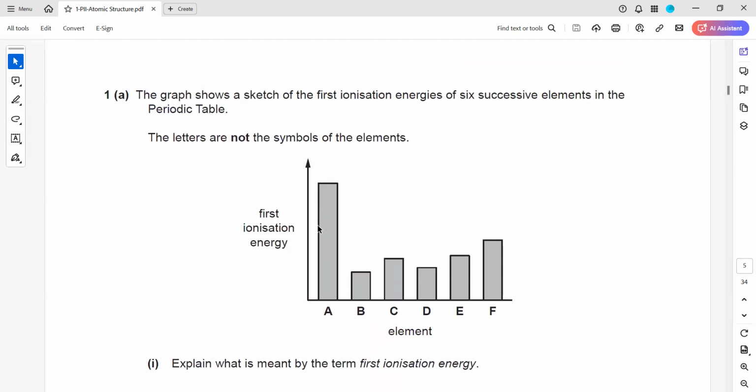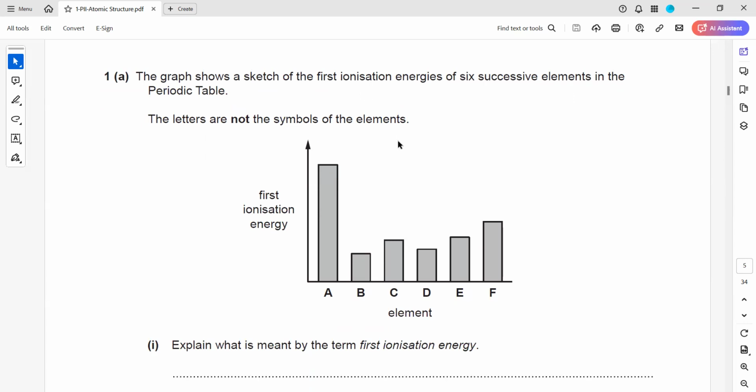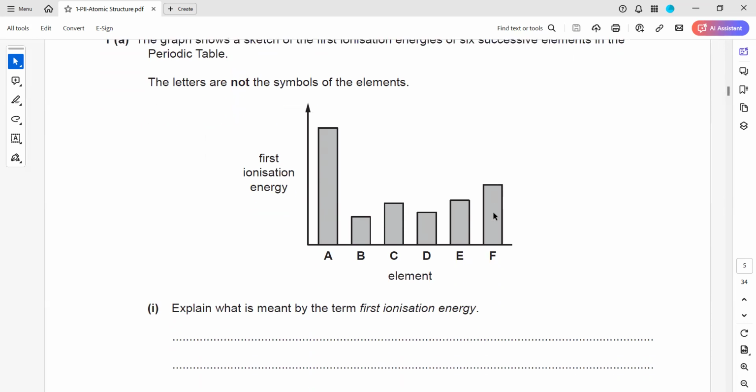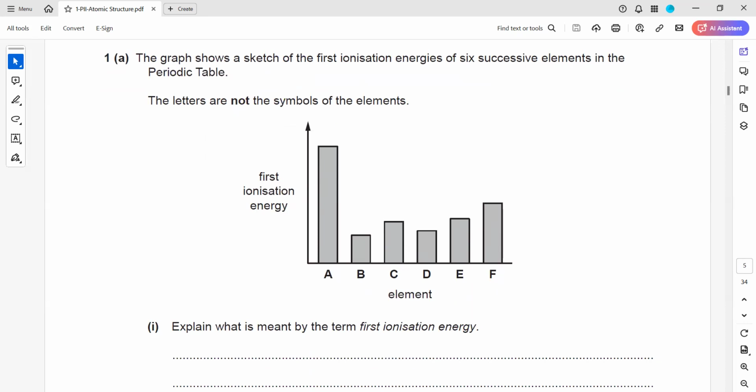The graph shows a sketch of the first ionization energies of six successive elements. The letters are not the symbols. What is meant by the first ionization energy? We define ionization energy as the energy required to remove an electron from a neutral gaseous atom. If we remove the electron from a gaseous atom, the energy we need, we call that ionization energy.